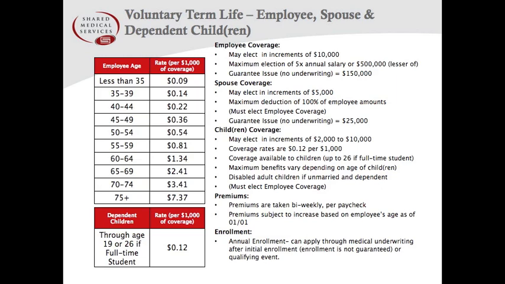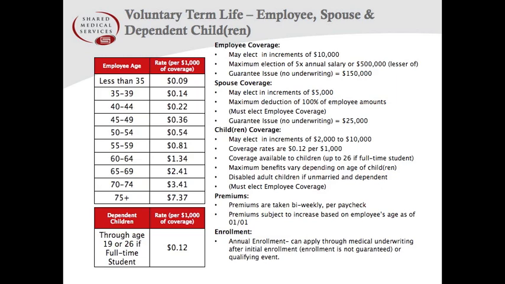Spouses may elect increments of $5,000. The guarantee issue amount for a spouse is $25,000. Dependent children can have coverage in increments of $2,000 up to a maximum of $10,000. There is an annual enrollment period that takes place in November each year for voluntary life insurance as well, and during this time, team members can make changes to elections.